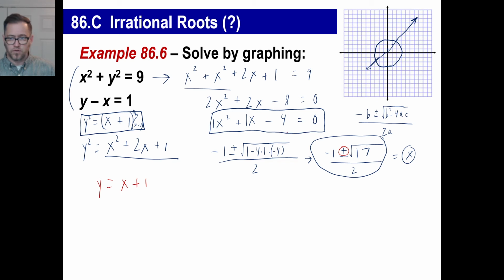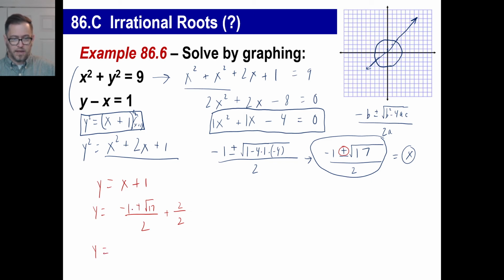So let's go ahead and do the first one. We'll do negative 1 plus the square root of 17 over 2. So the first one will be y is equal to negative 1 plus the square root of 17 over 2, and then plus 1. I'm not going to write plus 1, I'm going to write plus 2 over 2 because we're going to get those fractions together. In other words, we have one fraction now.